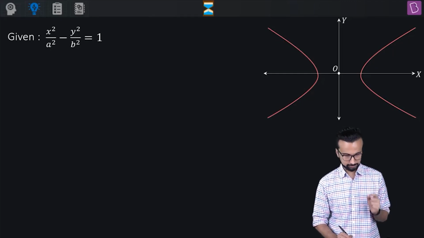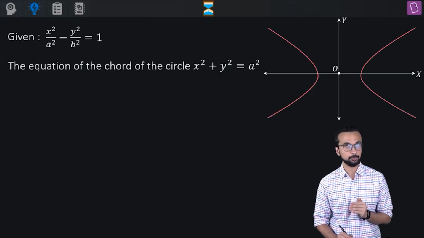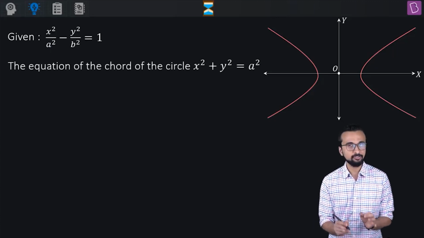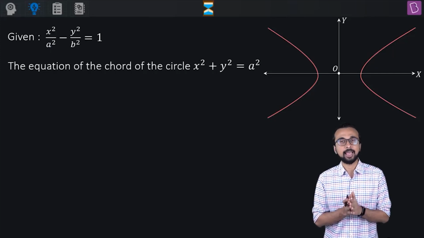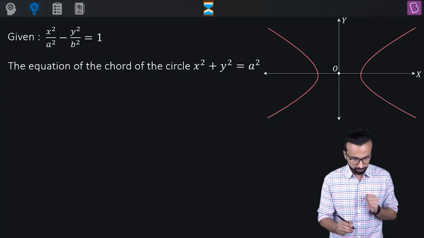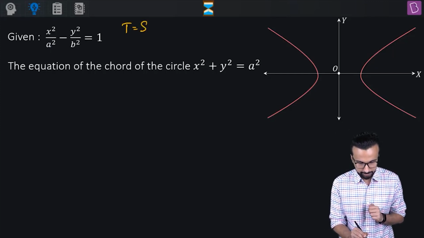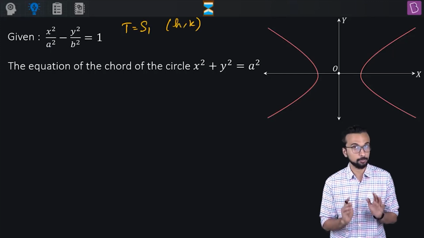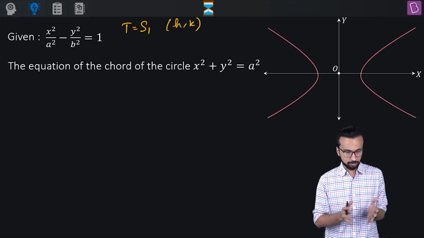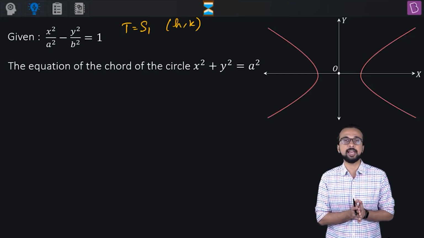So we'll construct the circle x² + y² = a², and we are given the midpoint of its chord. What can we do with the midpoint of the chord? I can find the equation of the chord with that. How do I find that? I'll use the simple formula T = S1. So I'll assume the midpoint of the chord to be (h, k), because this is the point whose locus we have to find.